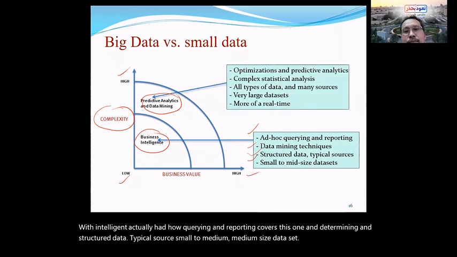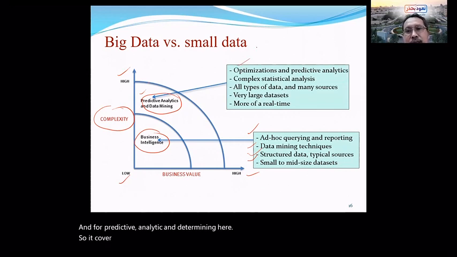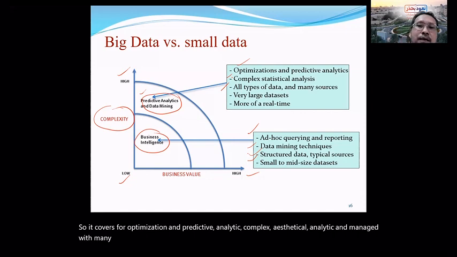But predictive analytics and data mining cover the higher part: optimization and predictive analytics, complex statistical analytics, managed with many sources and all types of data, very large data sets, more real time.